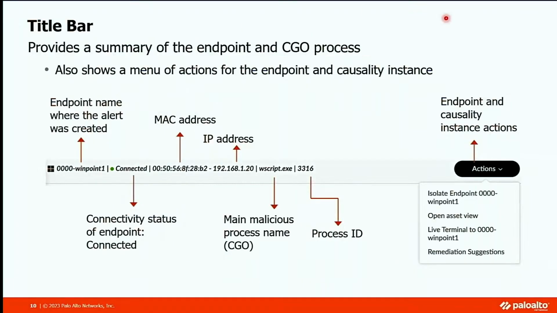All right, so that's just our title bar to start off with. Some of the other actions. We'll cover remediation suggestions. We'll look at the asset view. When we cover module 7, we've learned about endpoint isolation and how to control the allow list for network isolation as well in the agent settings profile.